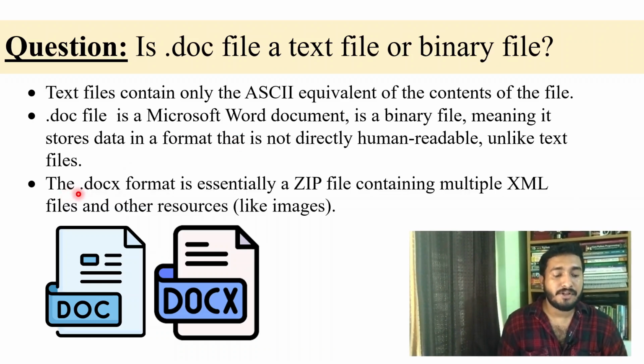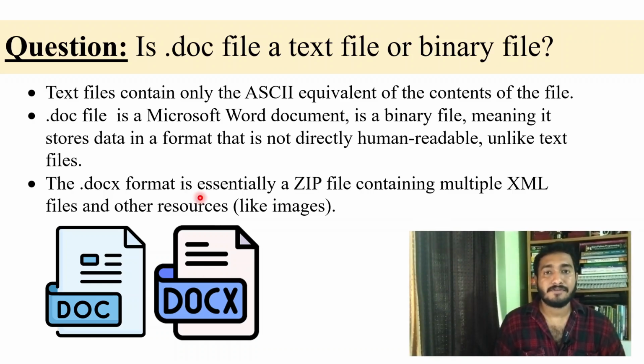Nowadays we use .docx, that is an extended version of doc. It is essentially a zip file containing multiple XML files and other resources like images. So we store docx as a compressed file. In a single compressed file, there are multiple XML files.